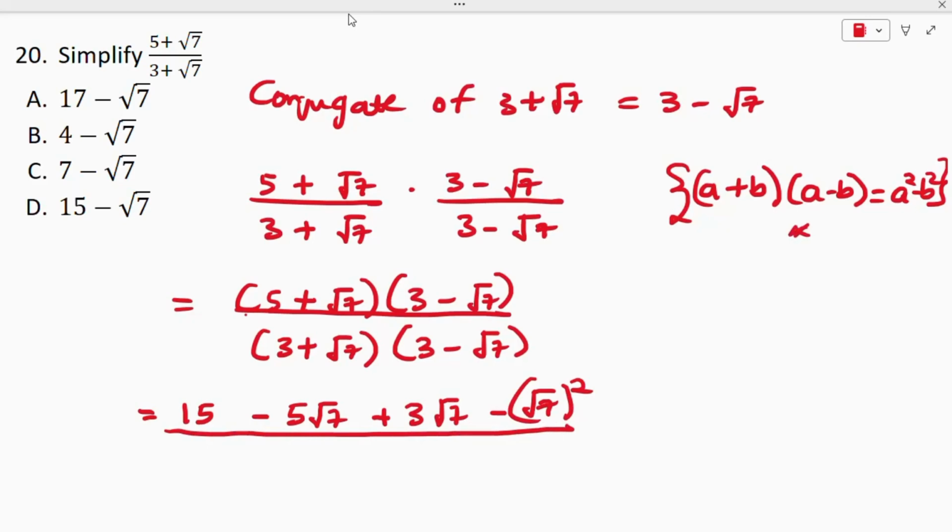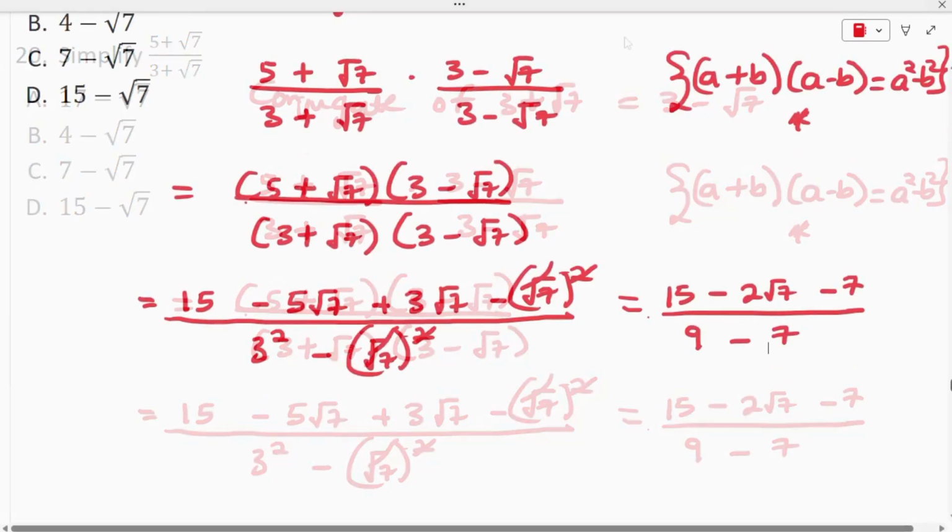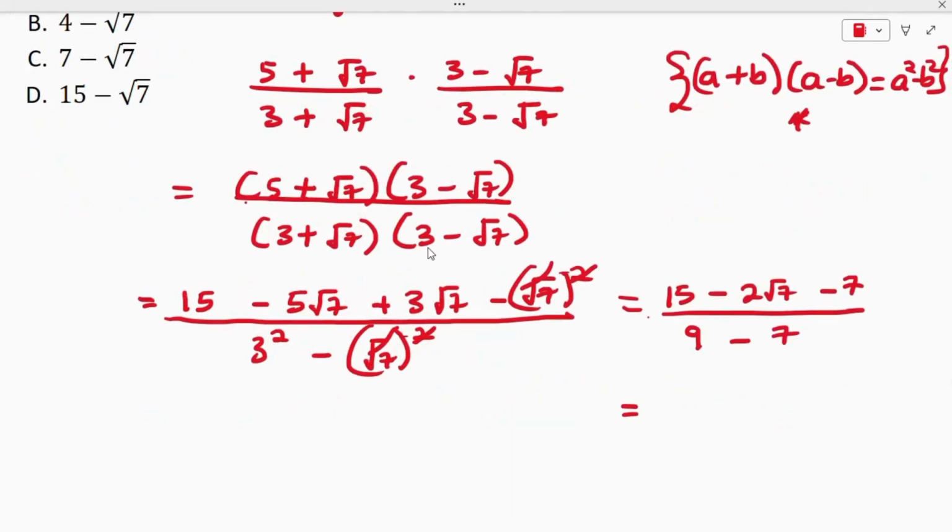So apply this property to the denominator. We have this to be 3 square minus the root of 7 all square. So this is equal to 15 minus 5 root 7 plus 3 root 7, which is going to give us minus 2 root 7, minus this, we cancel out this, we have this to be 7, divided by 3 square is 9 minus this, we cancel out this, we have this to be 7. So we have this to be equal to 15 minus 7 is going to give us 8 minus 2 root 7, divided by 9 minus 7, which is going to give us 2.